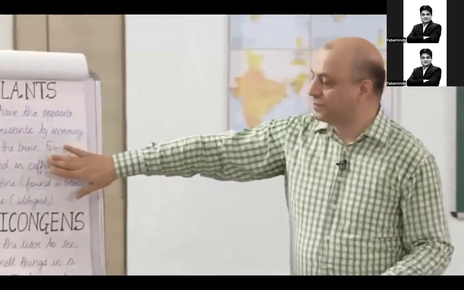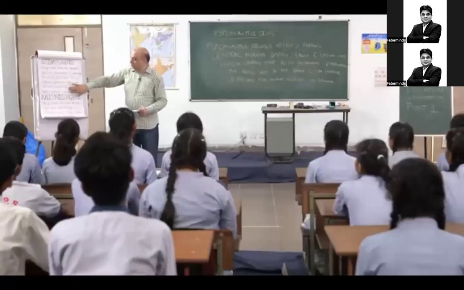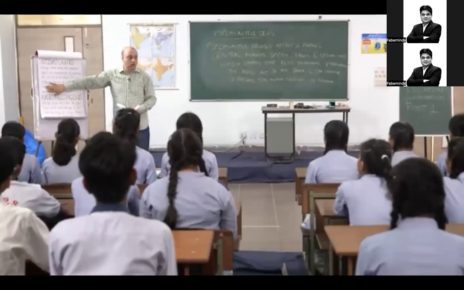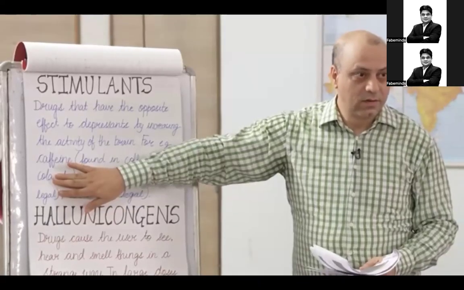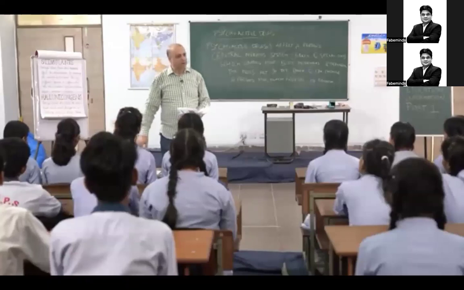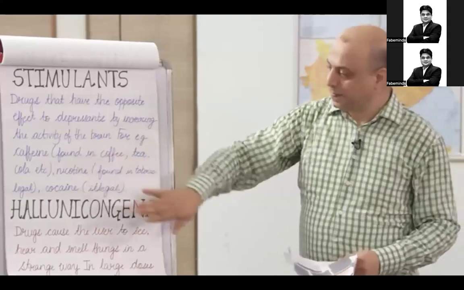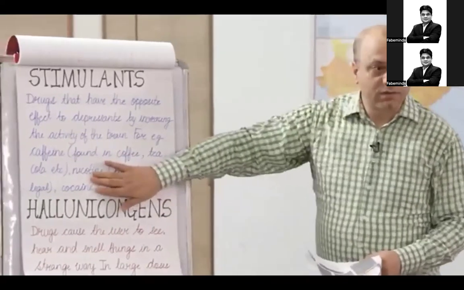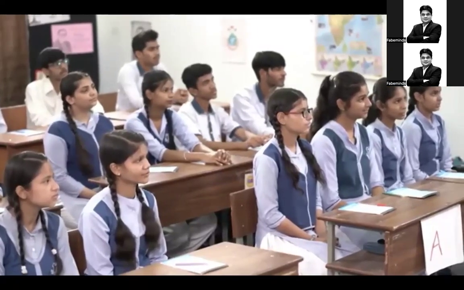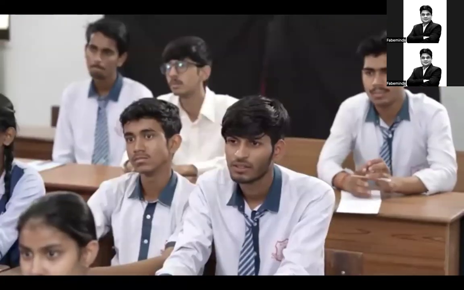So tea has what you call caffeine. Coffee has caffeine. And all the cola drinks, Coca-Cola and Thums Up and Pepsi and Slice and Red Bull. They all have caffeine. Then there is also a stimulant called nicotine, which is found in tobacco. It's a legal drug found in tobacco.